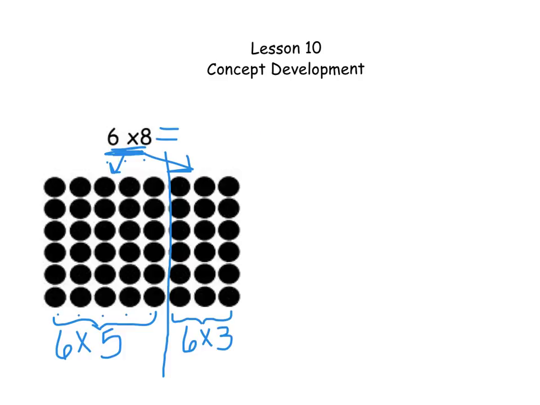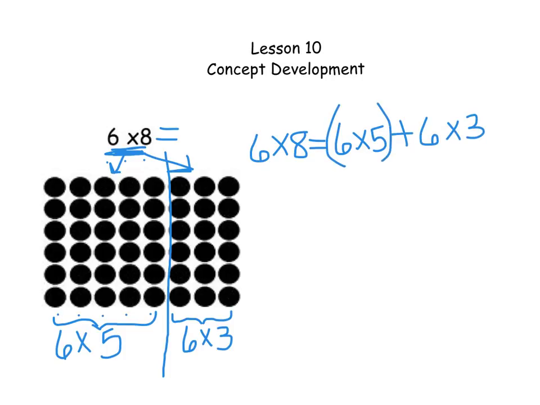So I'm going to rewrite this equation as 6 times 8 equals 6 times 5 plus 6 times 3. And I'm going to group my multiplication in parentheses, just like that. And now I'm going to solve. And remember, parentheses have power. So we solve the parentheses first.